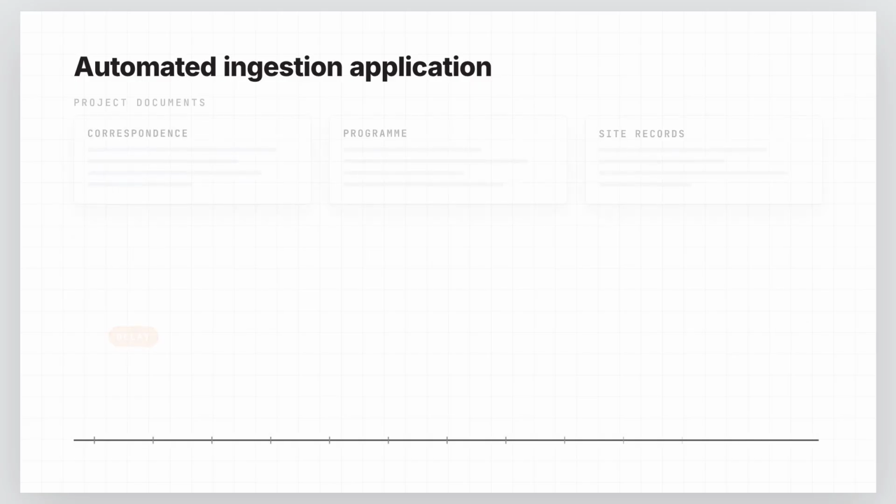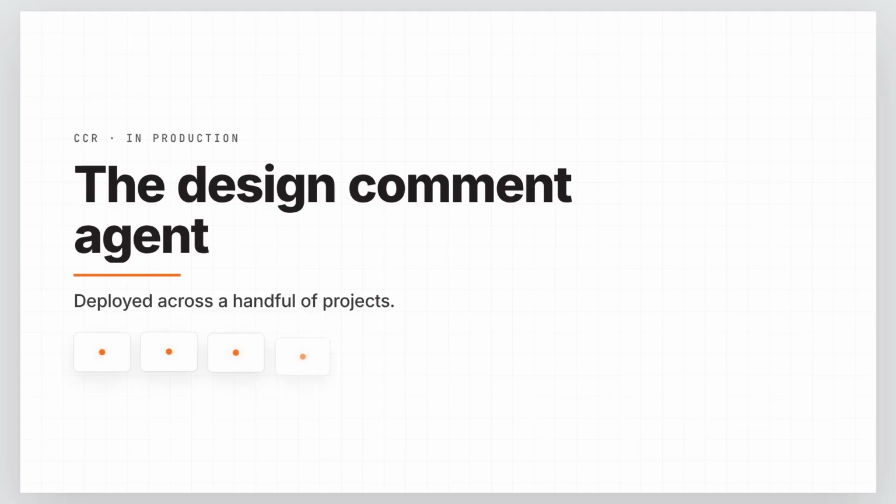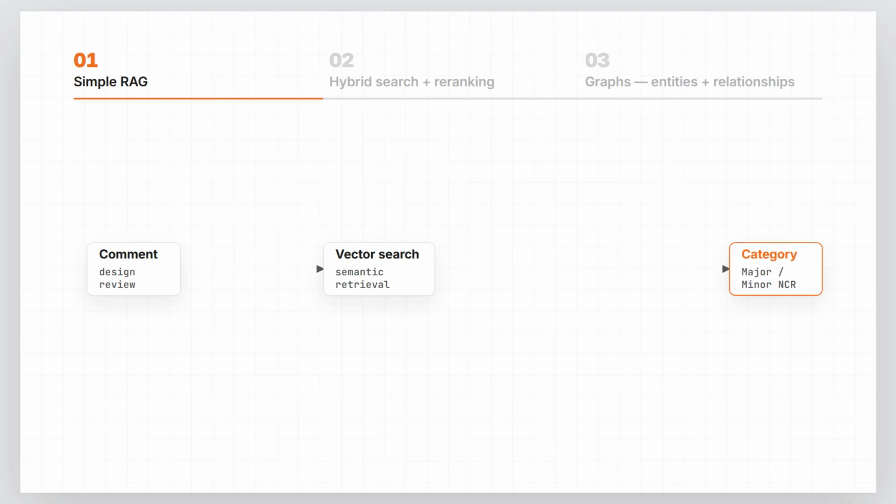Along the way, we built things like an automated ingestion application. It takes project documents, generates the disruption and delay events out of them, and lays those events out on a timeline. We produced a design comment agent as well, and that one's had a lot of traction. It's been deployed and used on a handful of projects now.